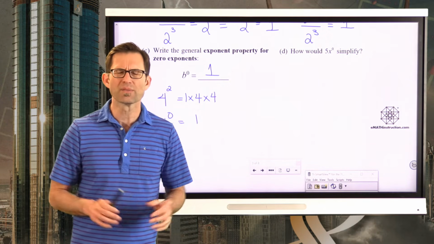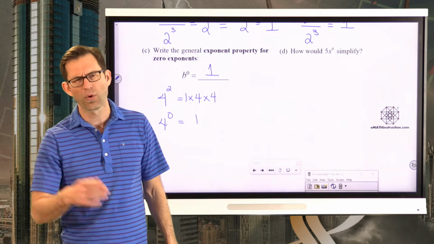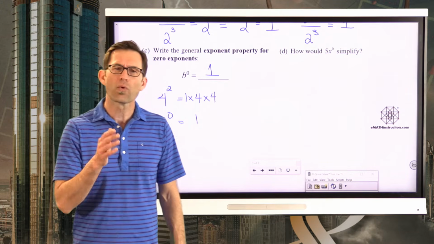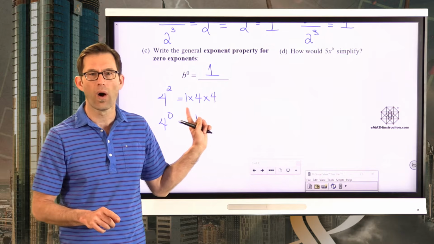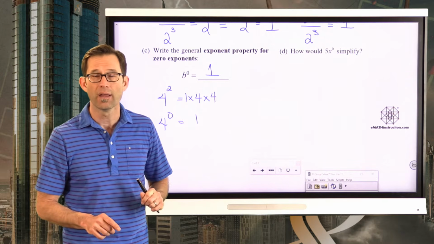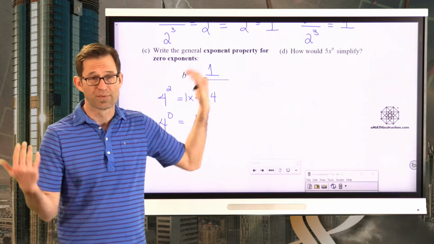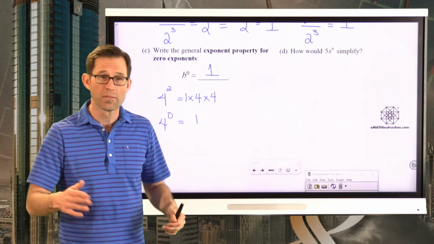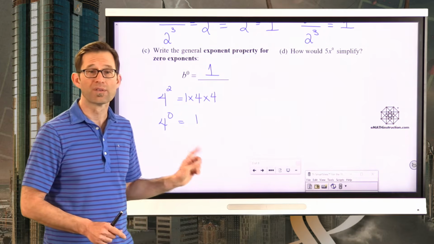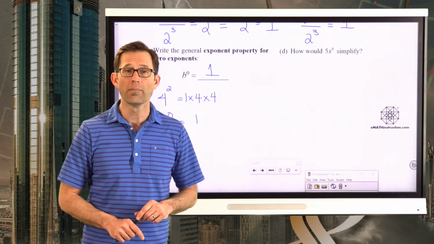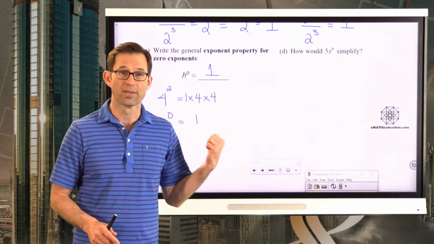So we oftentimes think about exponents as, oh, 4 squared is 4 times 4. But really, 4 squared is how many times I should multiply the number 1 by 4, and it gives me 16. 4 times 1 gives me 4, and then 4 times 4 gives me 16, right? So 4 to the 0 means don't multiply the number 1 by 4 at all. What do you get? You get the number 1.